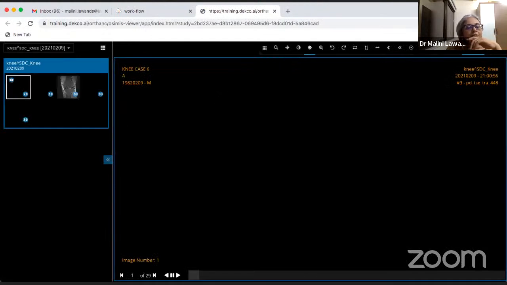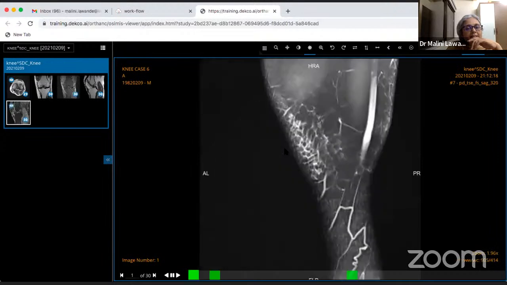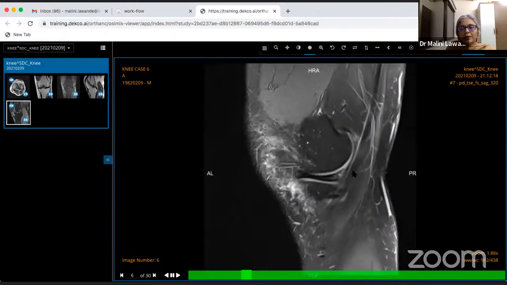So we're just going to the next case. Again, as I said, I always begin with the fat saturated sequence. Now here, for example, there is sagittal as well as coronal. Different people use different protocols, but any scan will have one fat sat sequence for sure. So I start looking at it.